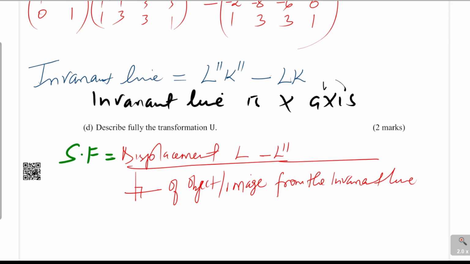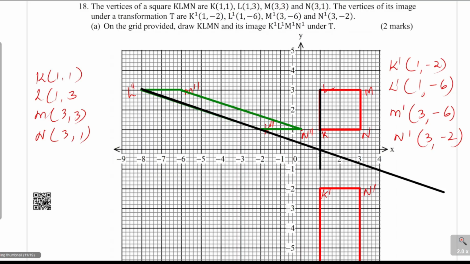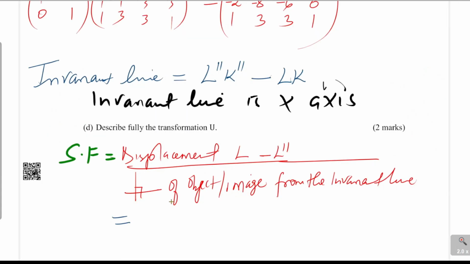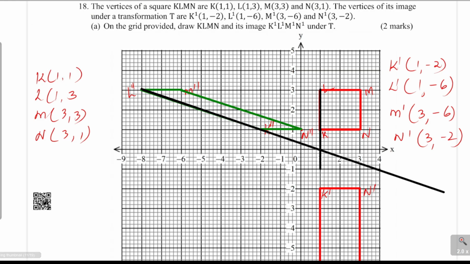So now let's get the shear factor using that. Look at the displacement L to L double prime. So count the number of squares from L to L double prime. We have 1, 2, 3, 4, 5, 6, 7, 8, 9. There are 9 squares to the left. Because it is to the left, going to the negative axis, you write it as -9. You can see the image is shifted to the negative part of the axis.